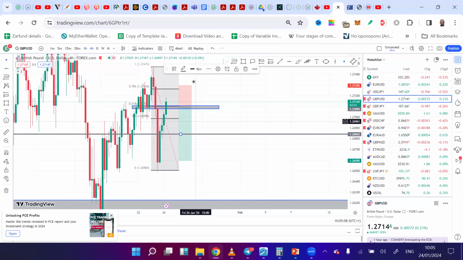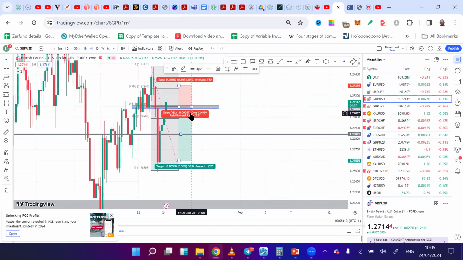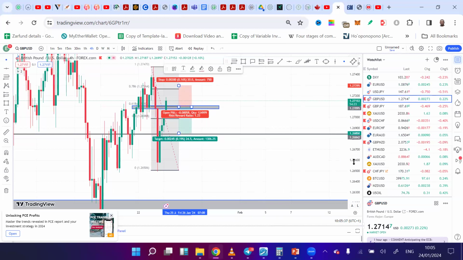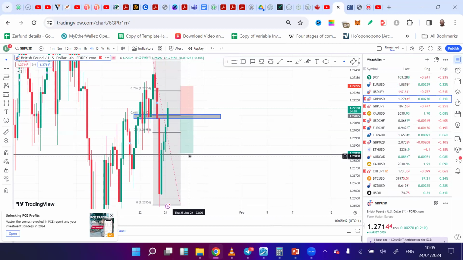So we're going to adjust our take profit level to this point, 1.26850, right? So that's where we're adjusting our take profit to right now, from where it was before to this area here.